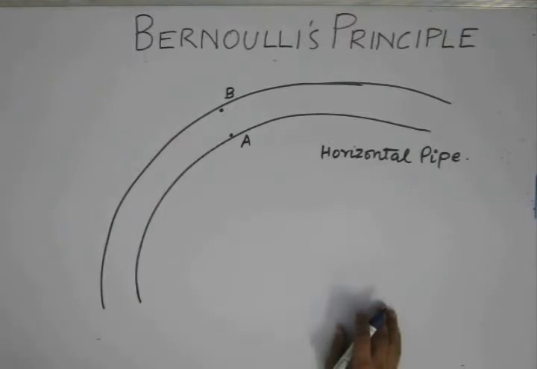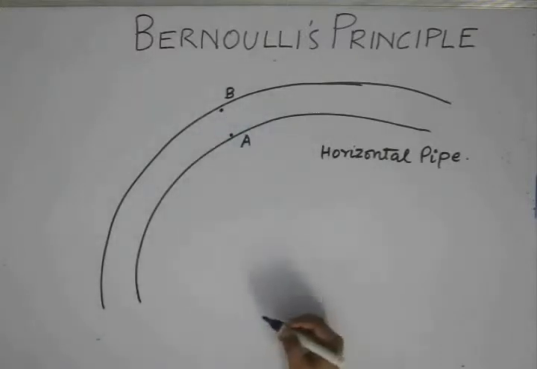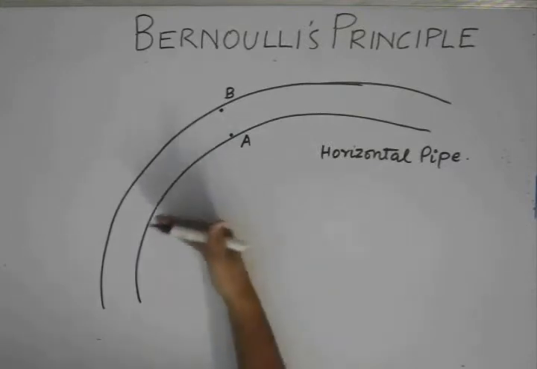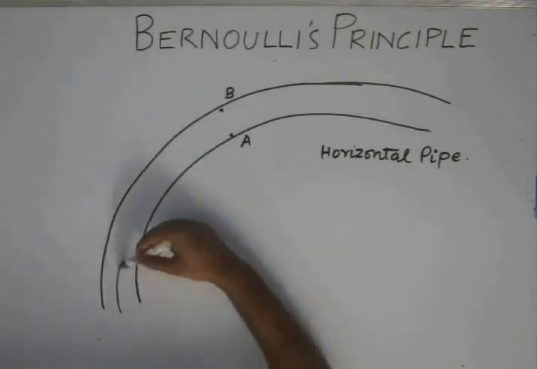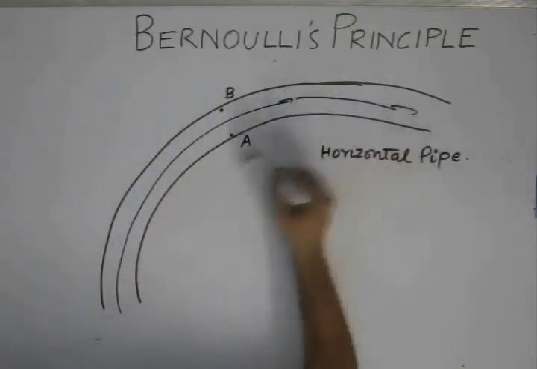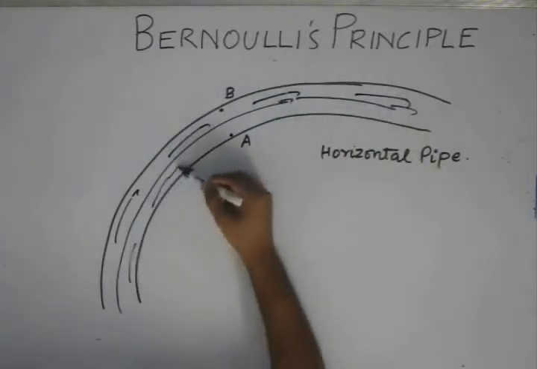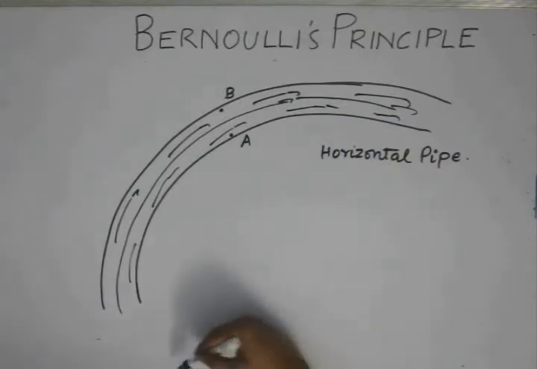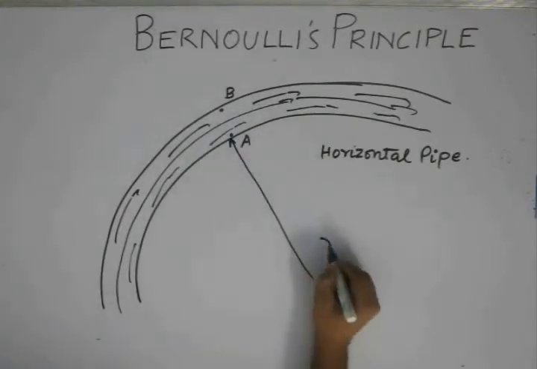What we are supposed to find is the relation between the pressures of A and B and the velocities at A and B. First of all, let's analyze the situation. What are the kind of situations this part is going to undergo when it is in this format? Let's say the fluid is flowing in this direction. Now, because it is taking a turn, this part is going to have some radius of curvature. Let's say that is RC.